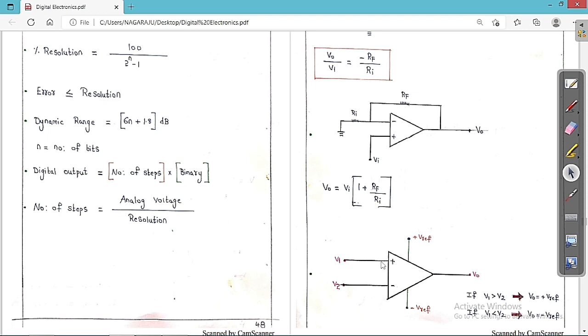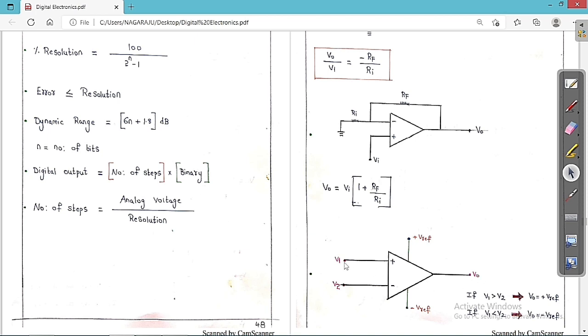This is called the open loop op amp. This is the input voltage V1, and this is the output voltage. These are the two input voltages. V1 is the input voltage to the non-inverting terminal of the op amp, and V2 is the input voltage to the inverting terminal of the op amp. This is the plus V reference and this is the minus V reference, and this is the output voltage V0.